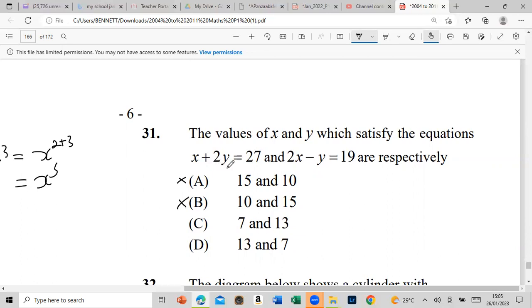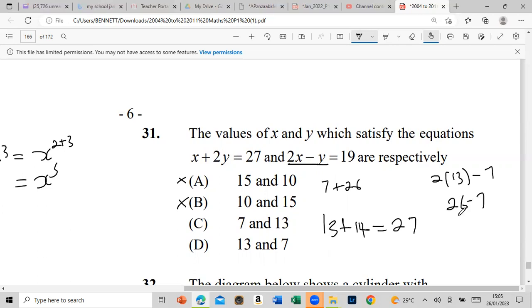We try x as 7. 7 plus 2 times 13, that's 26 plus 7. No, that's not 27. So it has to be 13 and 7. 13 plus 2 times 7, that's 14, we get the 27. We try for the next one now, which is 2x minus y equal 9. So 2 times 13 is 26, minus 7. That's equal to 9. So that will be D. Alright.